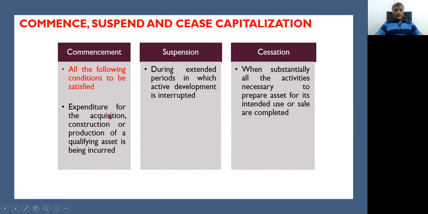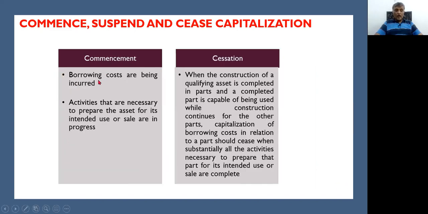Number 1, expenditure for the acquisition, construction, or production of a qualifying asset is being incurred. That's number 1. Then number 2, borrowing costs are being incurred. Third, activities that are necessary to prepare the asset for its intended use or sale are in progress. So these 3 conditions are important to commence or begin the capitalization.